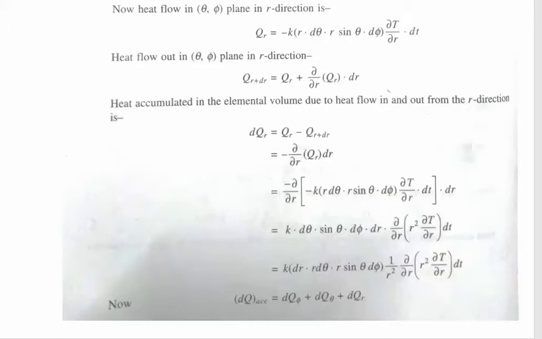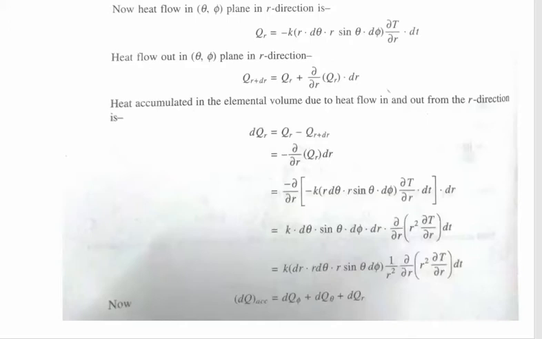Now putting the value of qr in the equation, the total heat accumulated in the element due to the heat flow in and out from the direction will be the change of qr, equal to qr minus q r plus dr. That will equal minus ∂qr/∂r into dr. By putting the value of qr in this equation, we will get minus ∂/∂r of minus k, the bracket, r dθ into r sin theta dφ ∂T/∂r into dt, and the whole multiplied with the dr.